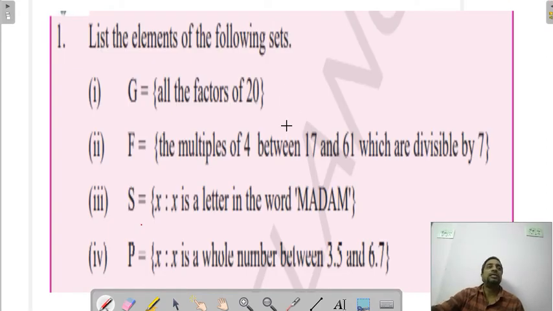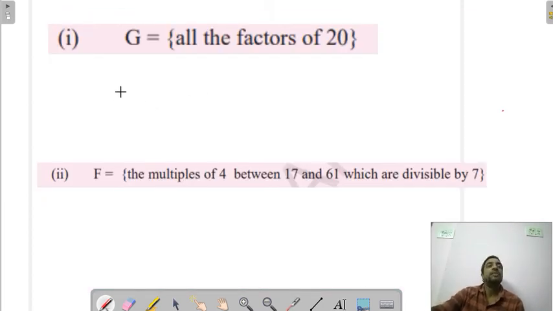Now let us see a few more examples. These are the examples I have taken from the government textbook, the SCERT textbook, so you can refer to the questions. Now the first question: G is equal to all factors of 20. How to find all factors of 20?